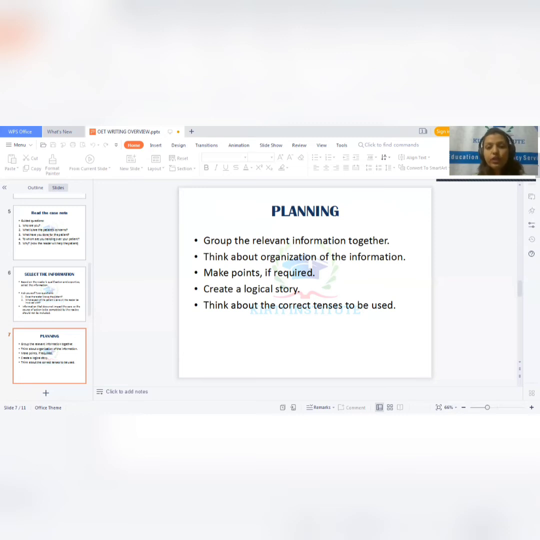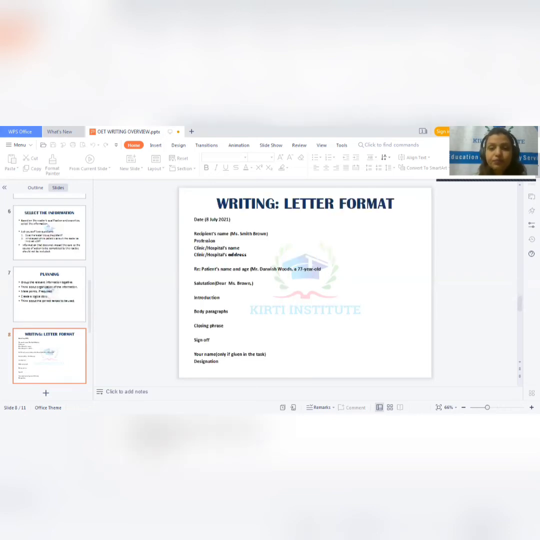Create a logical story, because the ideas should be linked together. The information within the paragraph also should be appropriate, and the paragraphing of the information also should be appropriate. The reader should be able to understand what the problem is, what you have done, and what he or she has to do. Then think about the correct tenses to be used. It is very important to use correct tenses so that the reader can understand at what time how much work was done, or will be done.